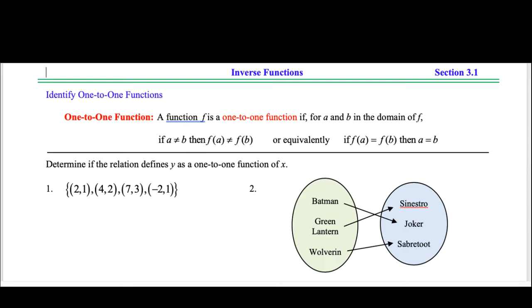Now a one-to-one function has the additional requirement that all of the y values also have to be unique. So in question number 1, this set of ordered pairs does represent a function, but it does not represent a one-to-one function. And the reason for that is because we have two ordered pairs, 2, 1, and -2, 1, that have the same y value, right? So it's a function, but not a one-to-one function.